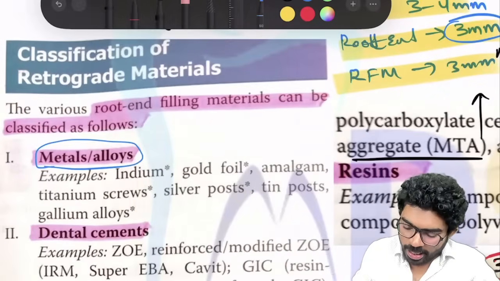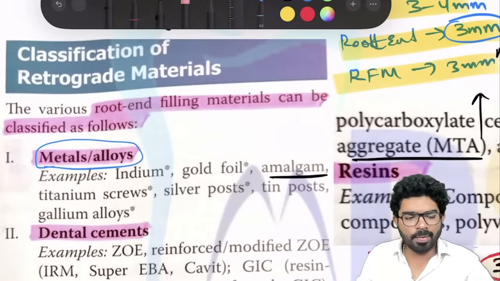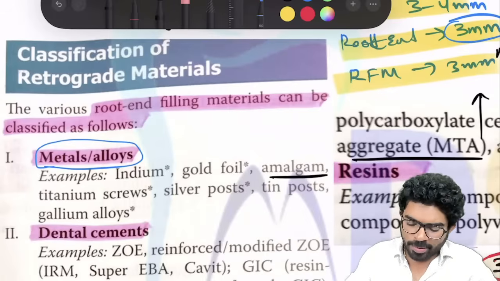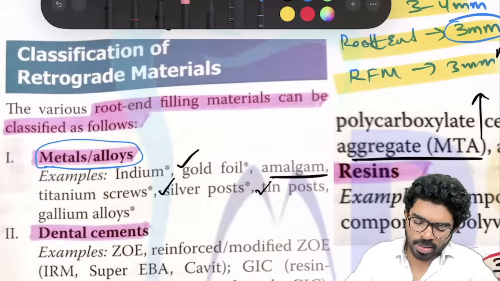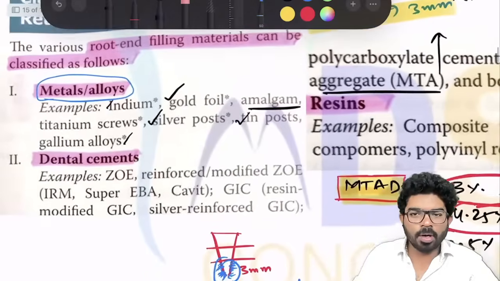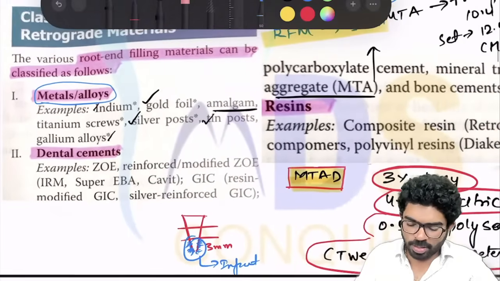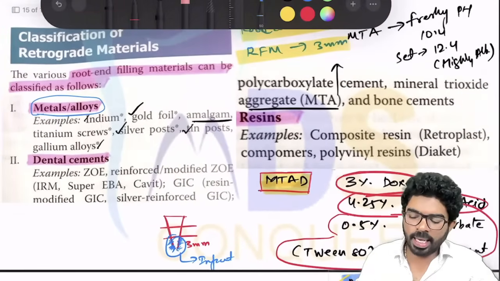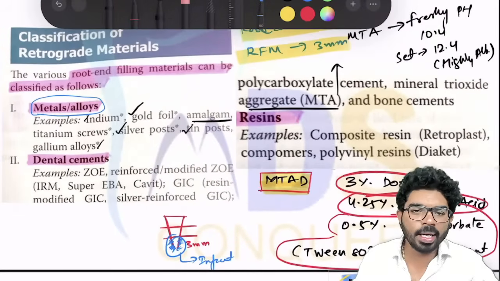And that too particularly we have used amalgam. Now we are not using amalgam. Other things like silver points, gold foil, and tin posts have been used, lots of these things, but none of them are used nowadays. Now what we are most commonly using is cements, out of which the most commonly used cement with the highest success rate is going to be your MTA.